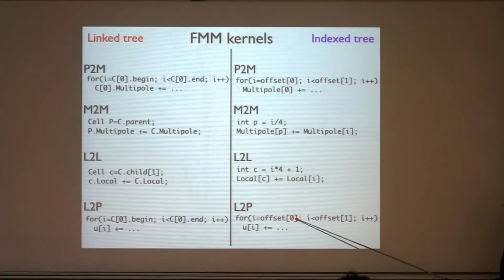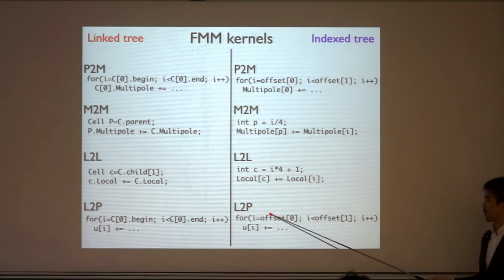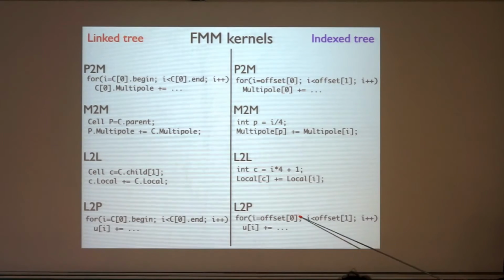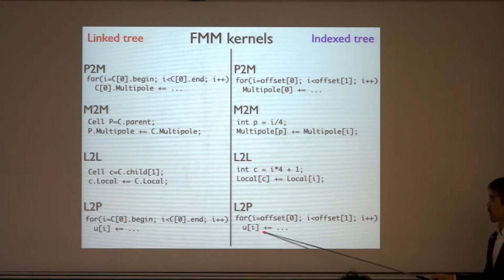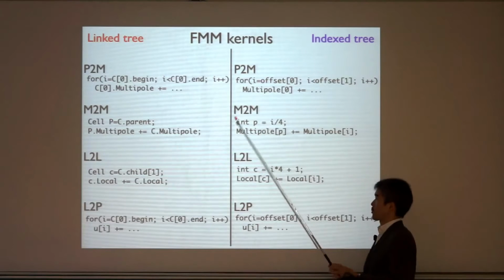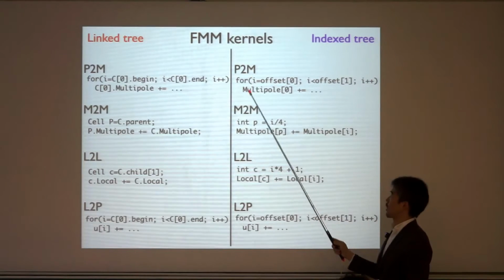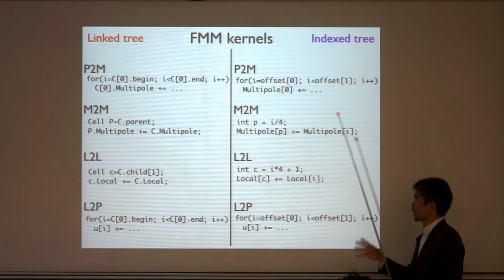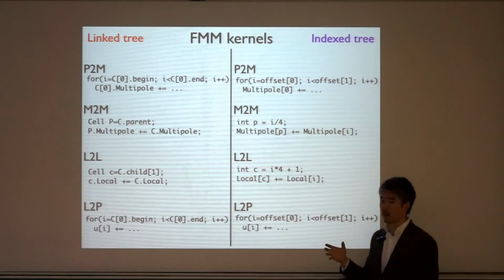And then at the end, again, you loop over the offset, starting from offset 0 to 1 for cell number 0, and 1 to 2 for cell number 1, and so on, and add to the local expansion in each cell. So now you have the capability to do P2M, M2M, L2L, and L2P. The thing that's missing is the part where you need to find the neighbors.